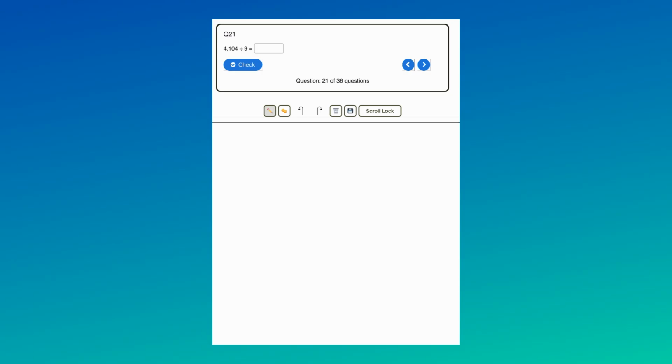Question 21, I'm going to do my bus stop method again. So I've got to do 9's into 4,104. Now, 4 isn't divisible by 9, but 41 is. So I know the nearest I'm going to get to 41 is 9 times 4, which is 36. So I'm going to put 4 up here.